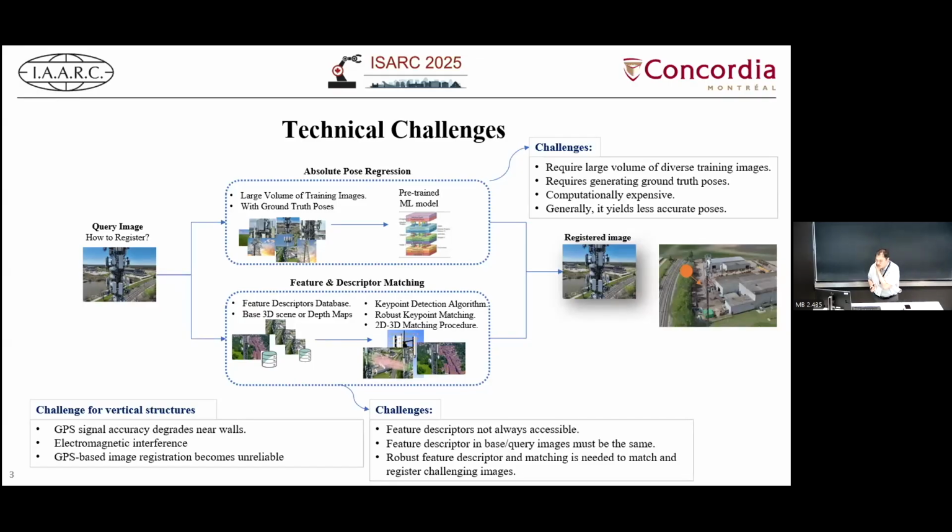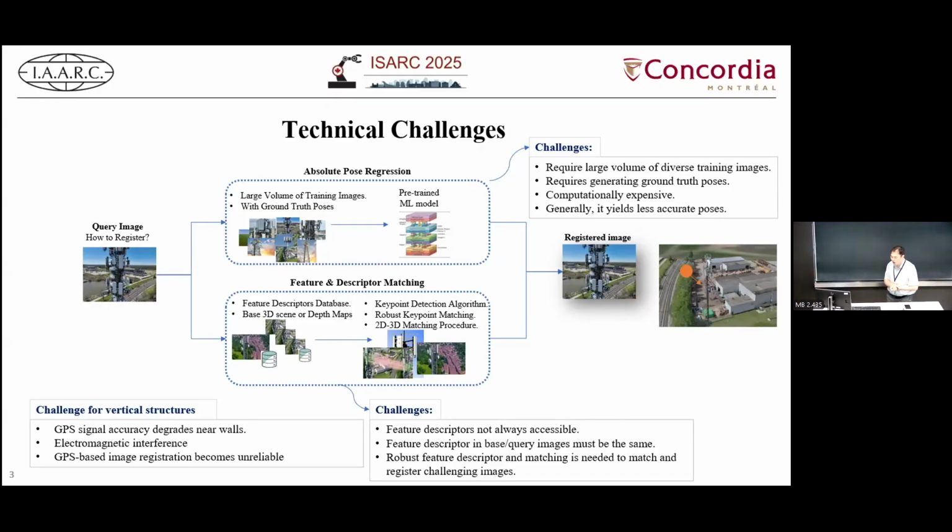One is absolute pose regression, using a neural network deep learning model. We just regress the pose, which means the input is images and the output is a pose. So images go in, and the model gives you the pose. But the issue is that to train this model, of course, we need a large number of images. We need to have ground truth pose and image pairs. So it's not very efficient.